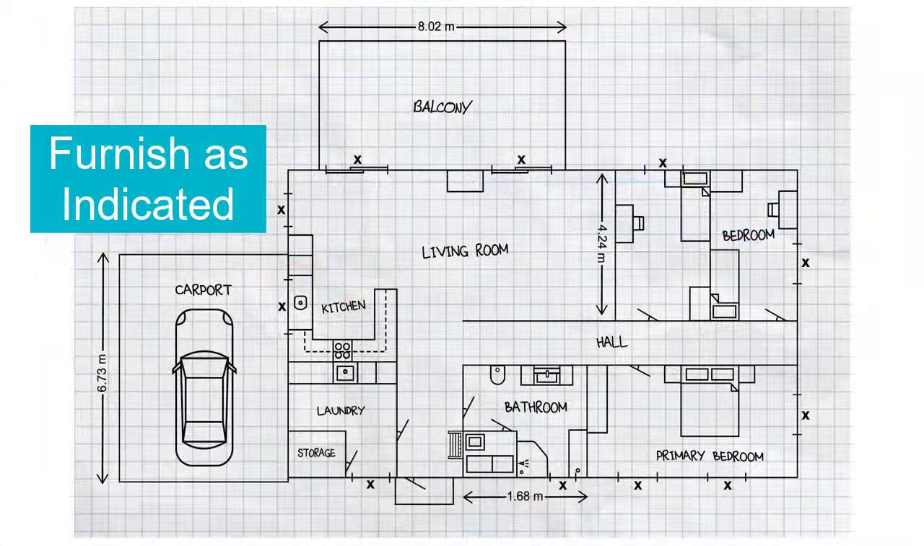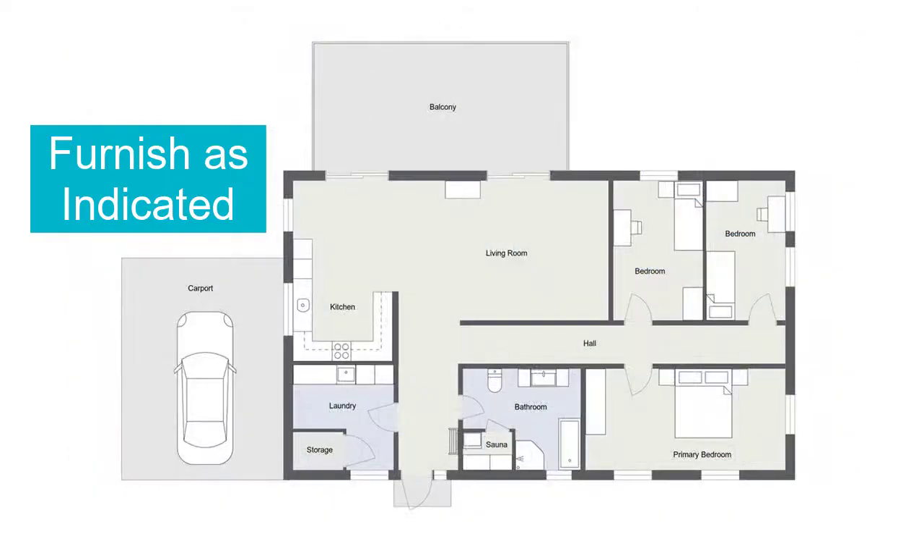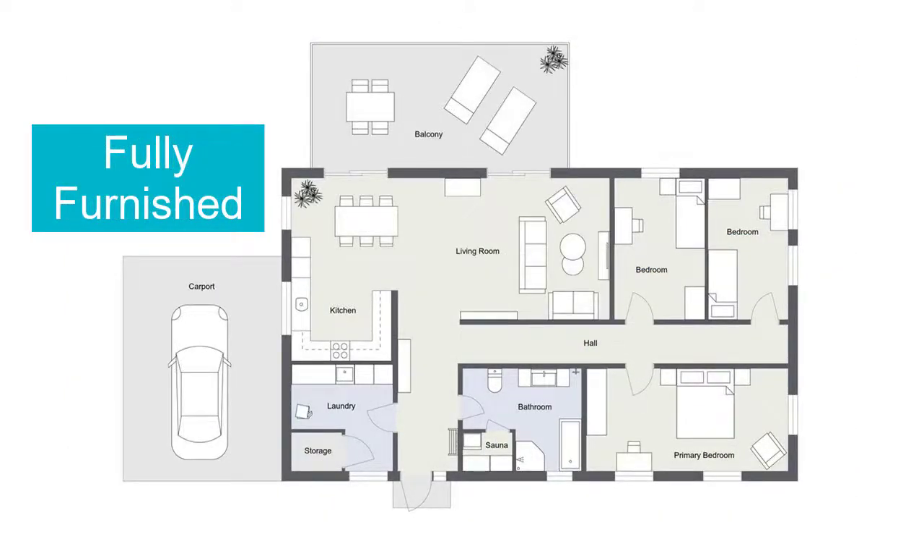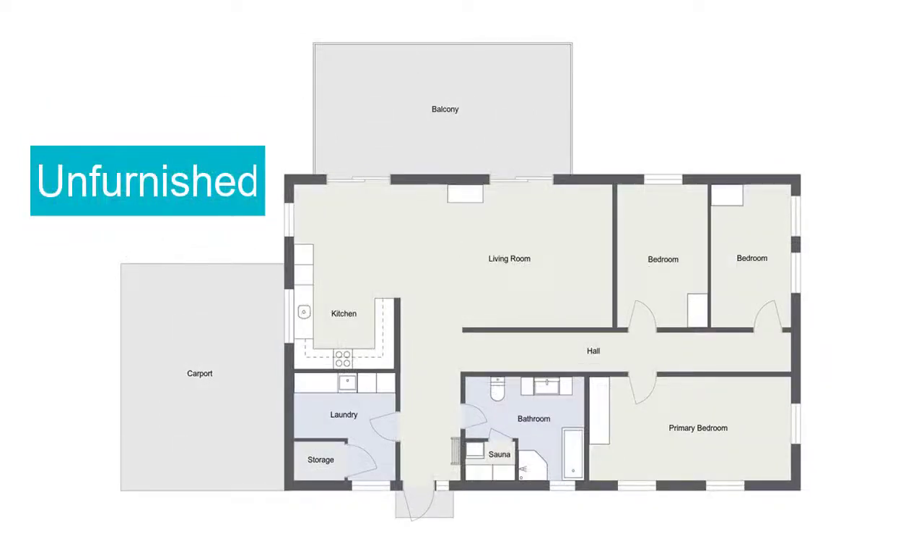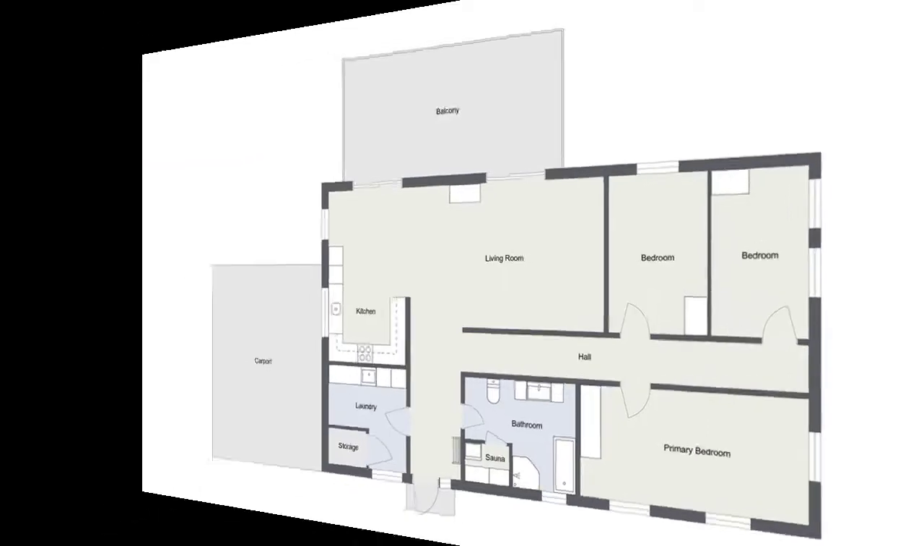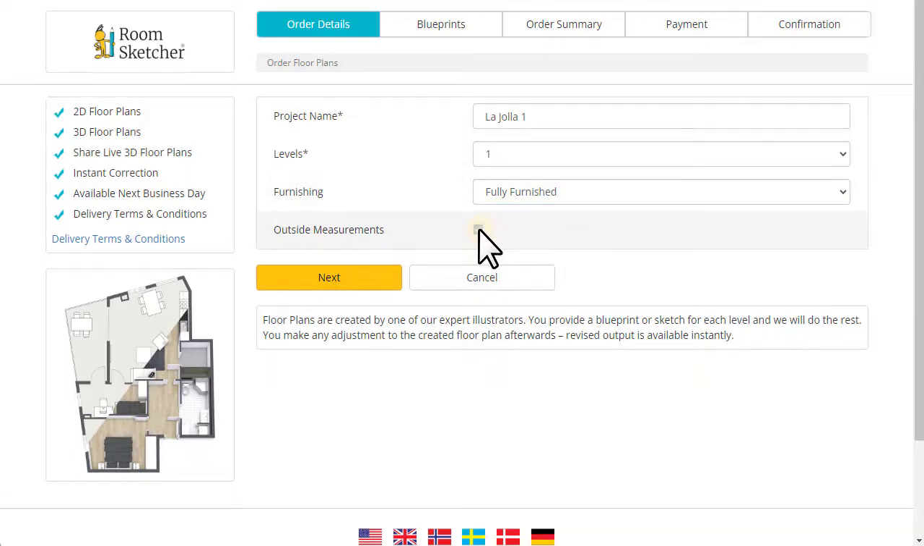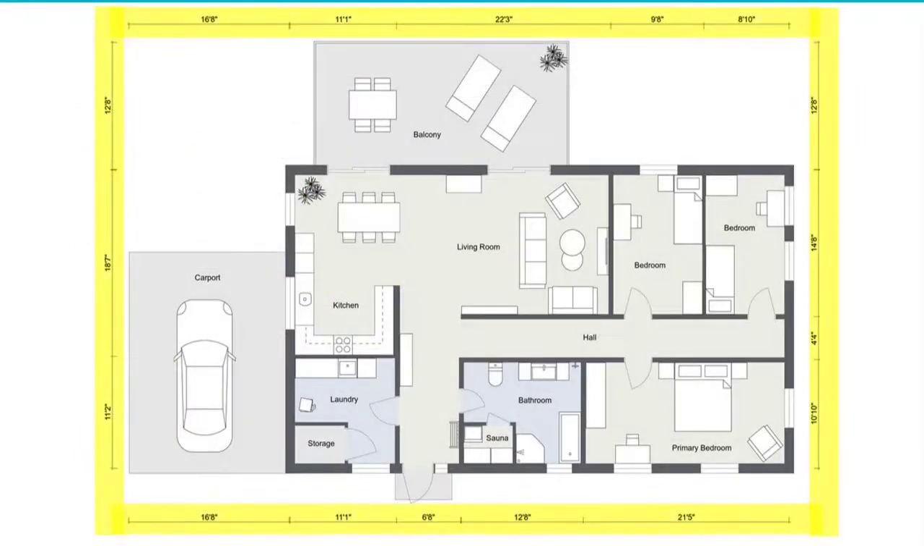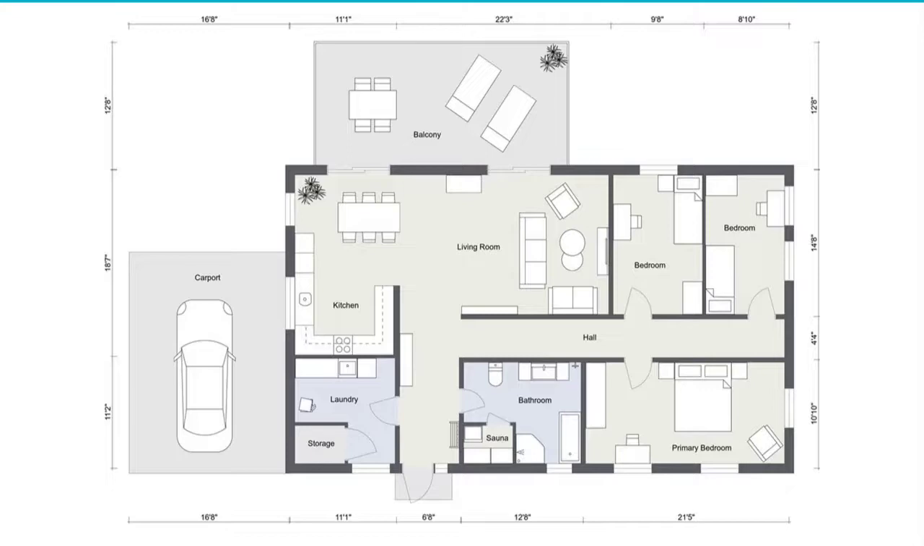Where furnish is indicated means you would like to include the furniture you have on your sketch or blueprint. Fully furnished means that the illustrators furnish the project using typical furniture for the room types on the blueprint. And for unfurnished, you will get doors, windows, stairs, plus fixed installations like kitchen and bathroom fixtures when they're indicated on the blueprint. Check Outside Measurements if you would like measurements on the outside of your 2D floor plans.